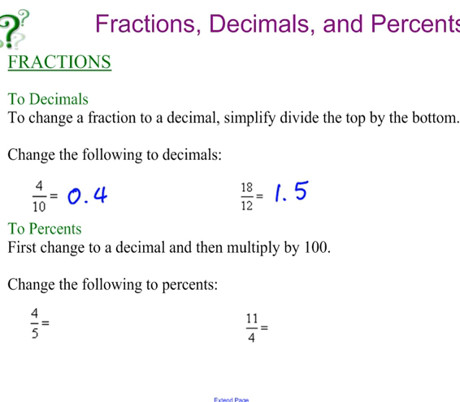Now to turn fractions into percents, the easiest thing to do is to turn it into a decimal first by doing what we just did, so top divided by bottom, and then just multiplying by 100. So if you punch in 4 divided by 5, you get 0.8, and then multiply that by 100, you're going to get 80%. Likewise, if you punch in 11 divided by 4, and then times that by 100, you're going to get 275%. So that's just a quick review on how to convert between fractions, decimals, and percents.